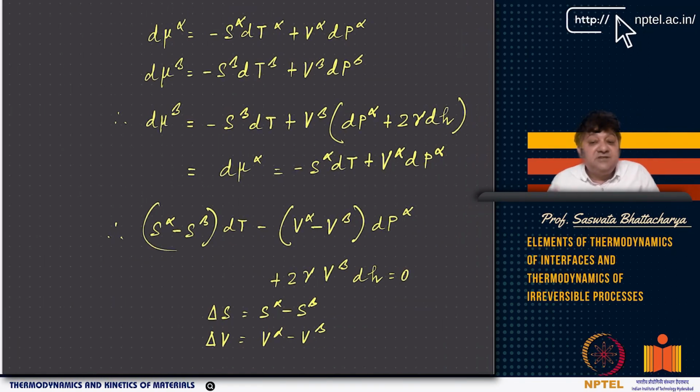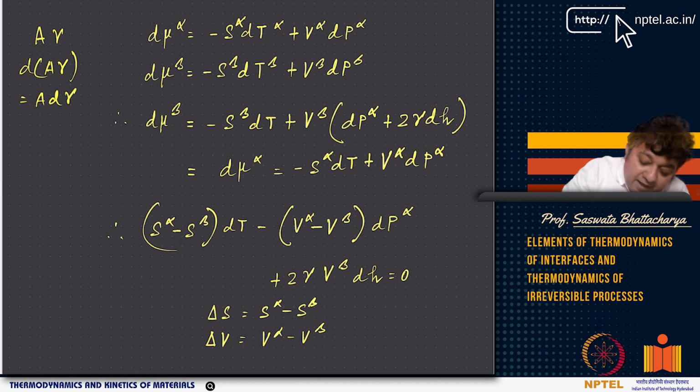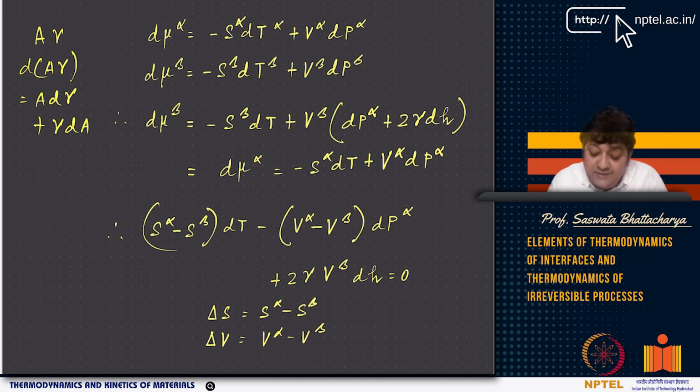You can also have 2 H d gamma, but currently we are not using it, because if you have an excess quantity like A gamma, where A is the area and gamma is the interfacial energy per unit area, then if I do d of A gamma, you actually have two terms. One is A d gamma and the other is gamma dA. In general, we look at the gamma dA part, we do not look at the A d gamma part. However, if you have the A d gamma, what does it mean? It means that there is a differential with respect to the interfacial energy.